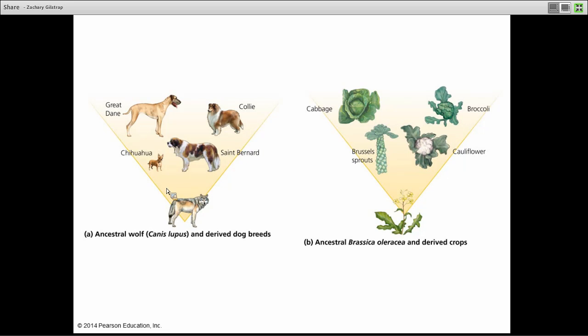An ancestral wolf was the predecessor to many of our domestic dogs, and as we bred the traits that we preferred in the wolves, we have come up with very many breeds. And on the right is an example of agricultural artificial selection, in which we controlled the evolution of this plant to give us cabbage, broccoli, cauliflower, and Brussels sprouts.